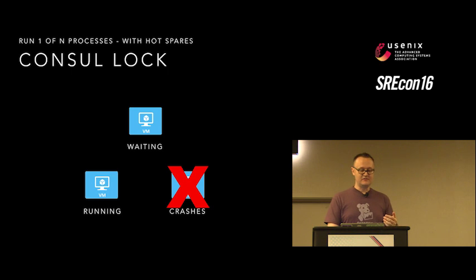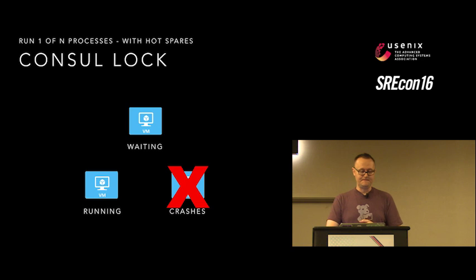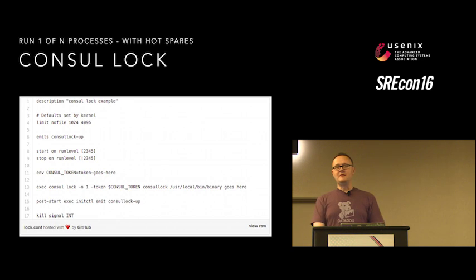Git to Consul runs under this. Our Consul DNS host file generation system runs under this as well. Here's an example Ubuntu upstart file that works with Consul lock, and it's pretty easy to get a little bit more reliability for a single process if needed.